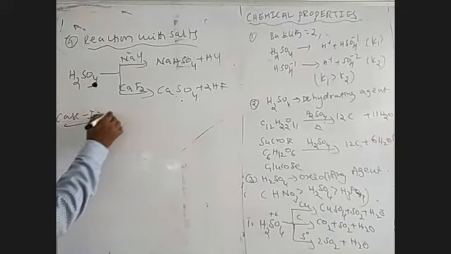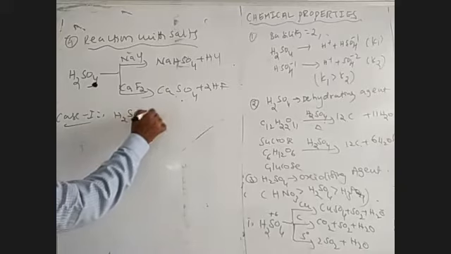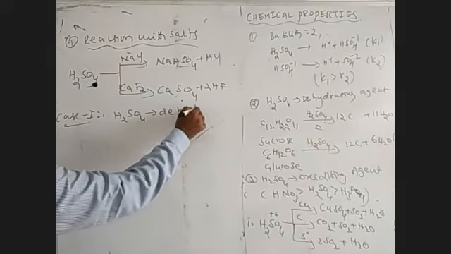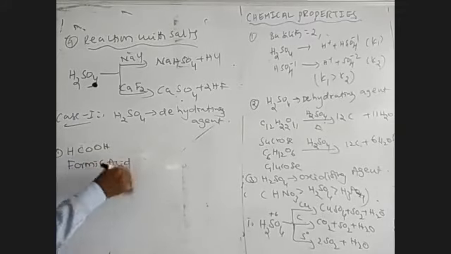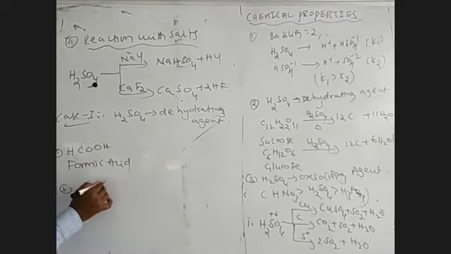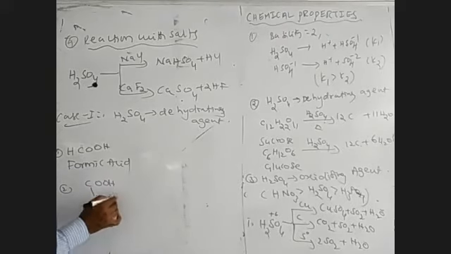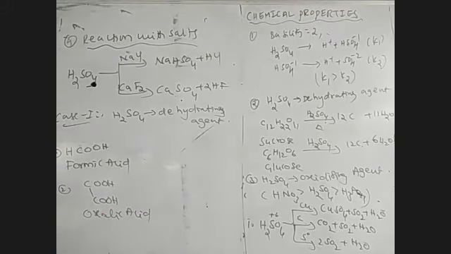Here H2SO4 also acts as a dehydrating agent. In the dehydration process, for example, take HCOOH. HCOOH is called formic acid, and COOH-COOH is called oxalic acid.